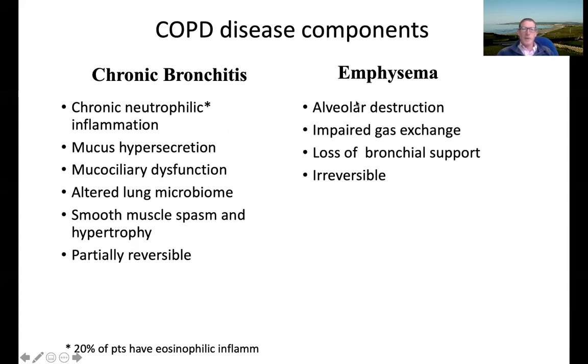In emphysema, it's characterized by destruction of the alveolar walls. Consequently, you get impaired gas exchange, loss of bronchial support, and this is an irreversible process. We don't have anything which can modify the process of emphysema. And patients will usually have a bit of each component. So some patients might have more chronic bronchitis than emphysema, or vice versa. Most patients have got a bit of each, to be fair.